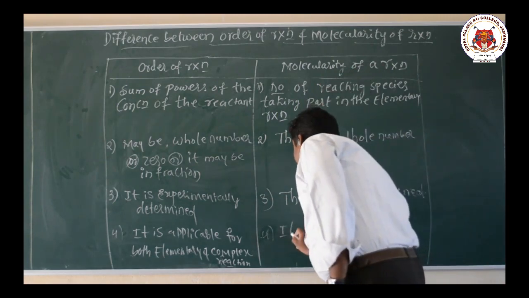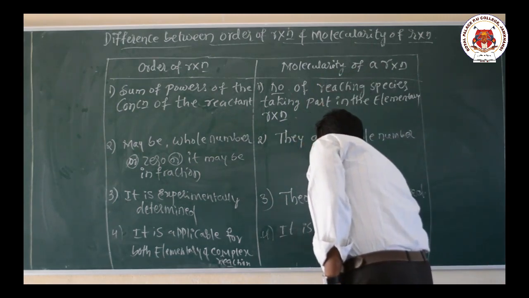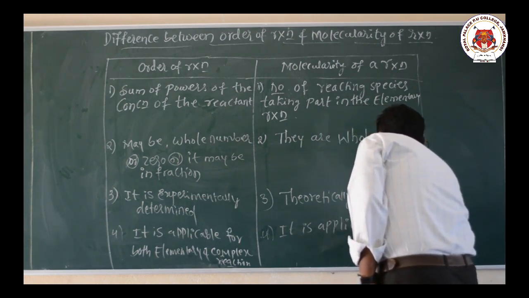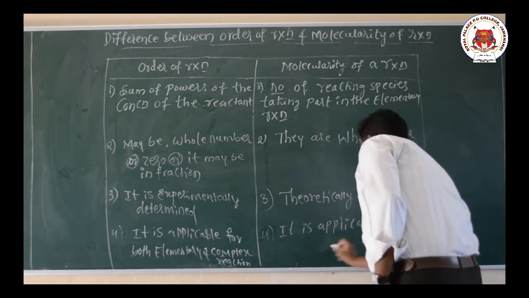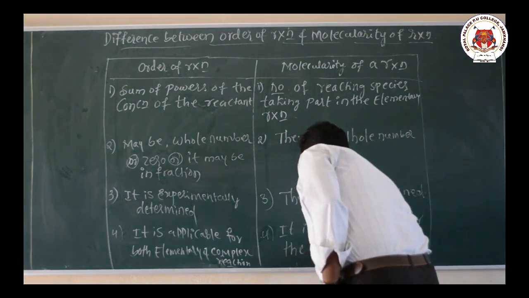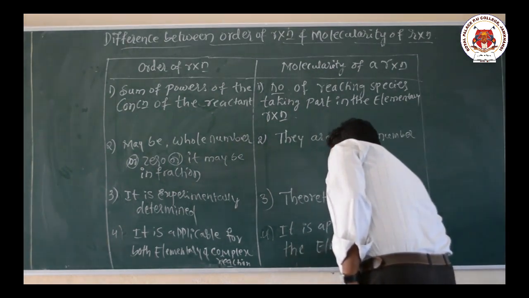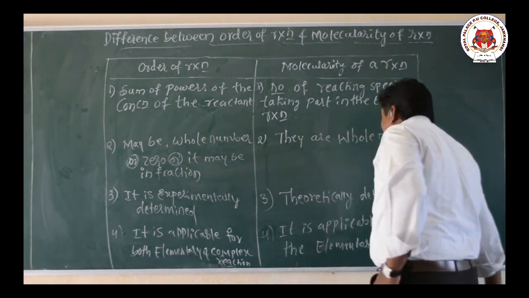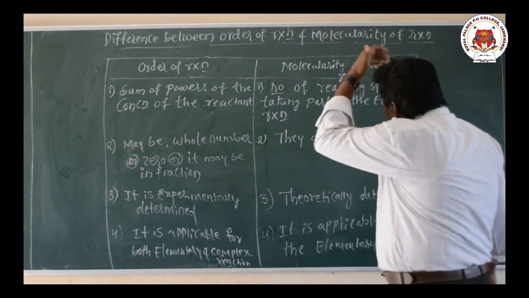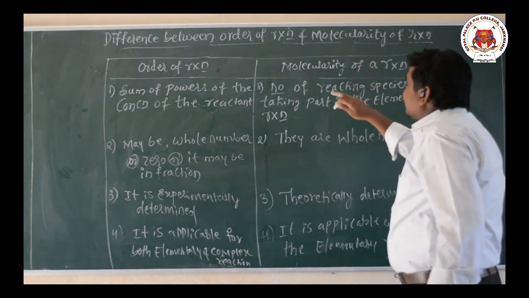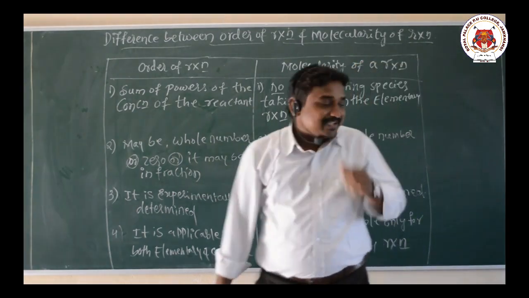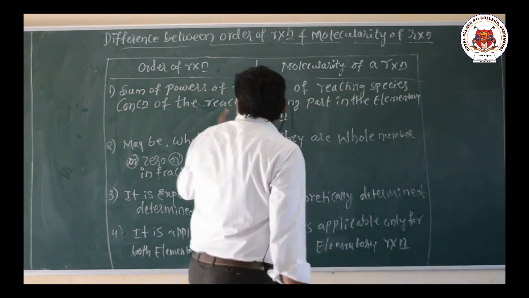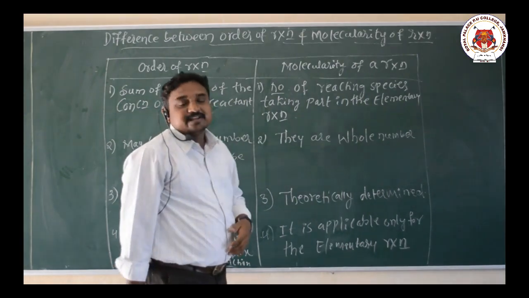So hence the fourth difference is it is applicable only for the elementary reaction, but not to the complex reaction. So that is the difference between order of reaction and molecular rate of a reaction. Okay. So these are the differences between molecular rate of a reaction and order of reaction.